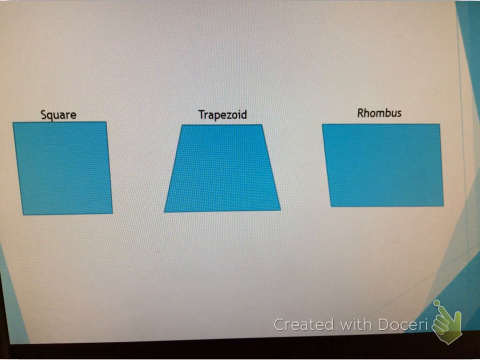Next is a trapezoid. It is a quadrilateral with only 1 pair of parallel sides. Last is a rhombus. It's a quadrilateral that has opposite sides that are parallel and all of its sides are the same length.